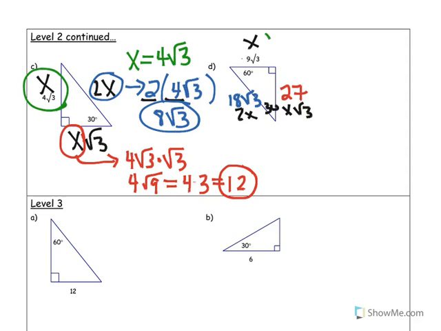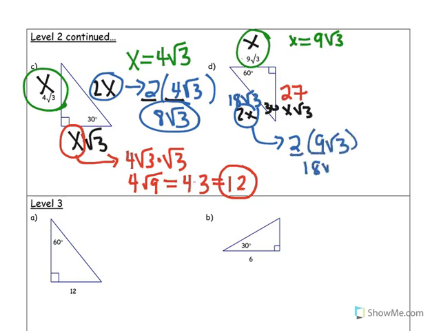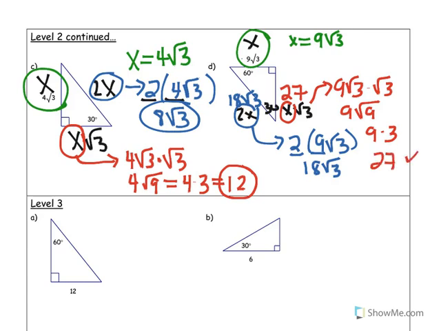I knew that x here was 9 root 3, so I'm going to plug in to 2x. So 2 times 9 root 3, multiply 2 times 9, and I get 18 root 3. Okay? And now let's solve for the side across from the 60. I'm going to plug in for the x here. 9 root 3 times root 3. Root 3 times root 3 is root 9. Root 9 is 3, and 9 times 3 is 27. So we're good. Okay? All right, let's look at the level 3.